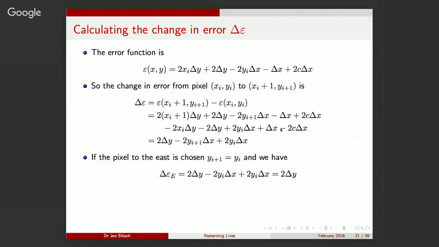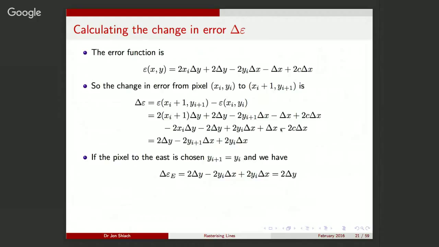So if we'd chosen to go to the east pixel, so let's say the error was negative, therefore we're going to the east pixel, our y coordinate at our next pixel is just going to be equal to the current y coordinate. So we just go across. We haven't added anything to it. So what I do here is replace yi plus 1 with simply yi, and that simplifies down to 2 delta y.